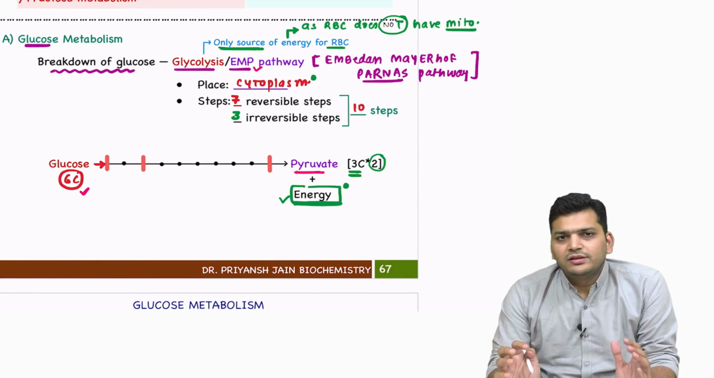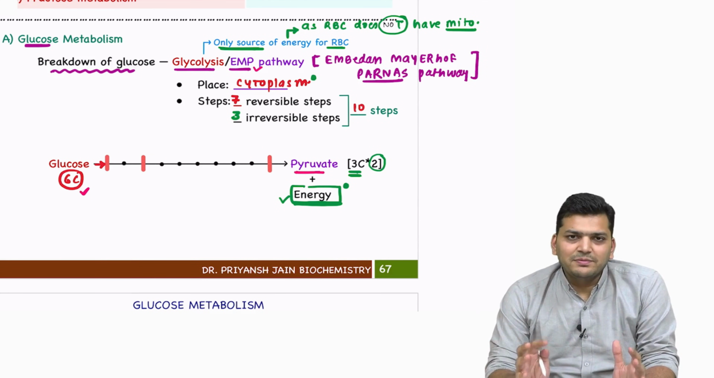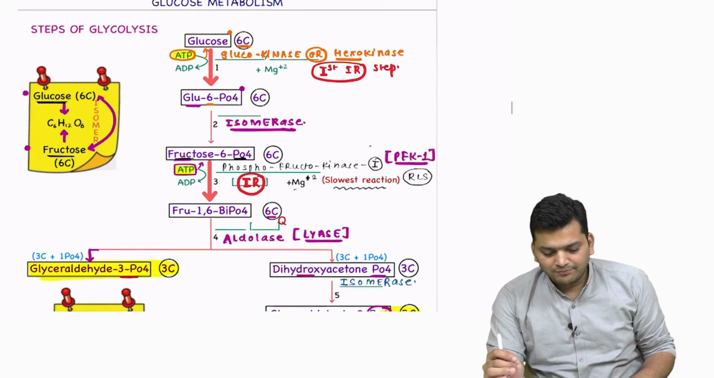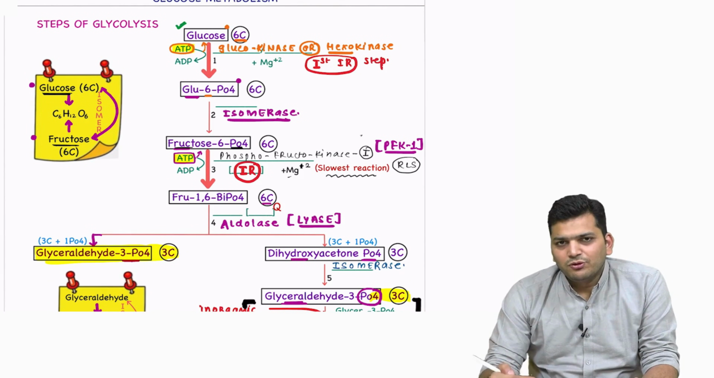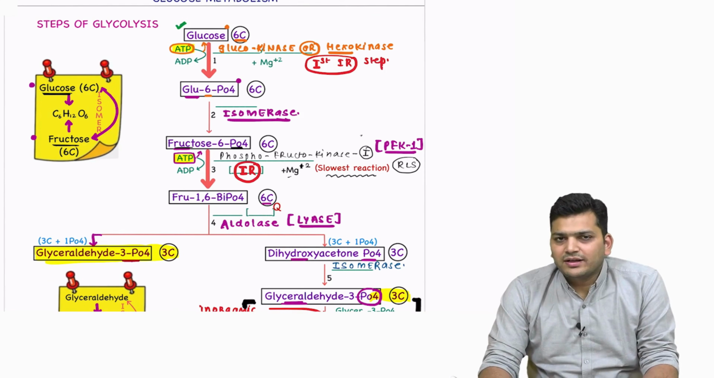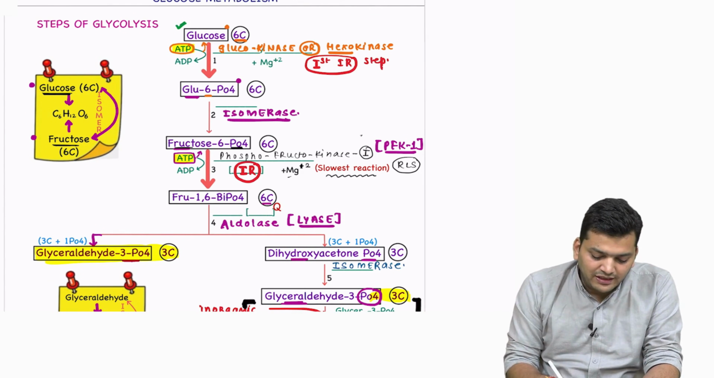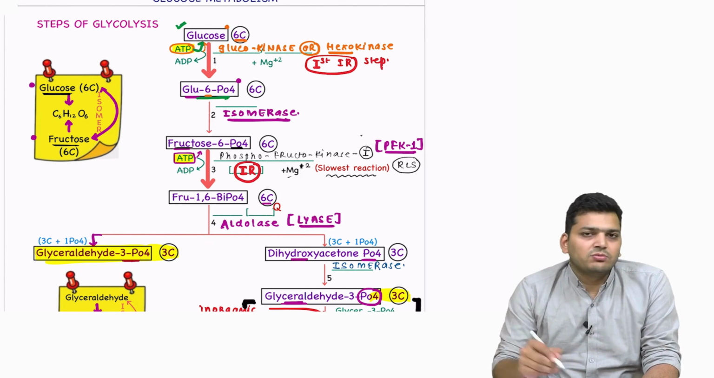Out of these total 10 steps, 7 steps are reversible and 3 steps are irreversible. So let's see how these steps happen. We start with the glucose molecule, and then we do the first reaction, that is the activation of glucose by giving energy, where we bring ATP near to it. So the phosphate will be transferred to the 6th carbon of glucose. We are going to generate glucose 6-phosphate.